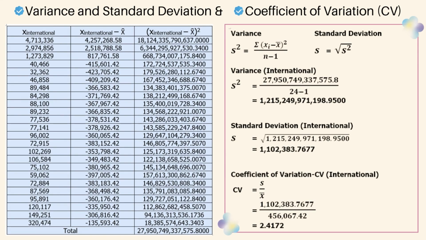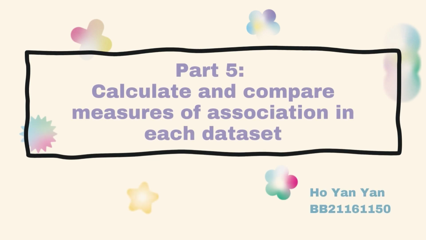Next is international. The variance for international is 1,215,249,971,198.95, while the standard deviation is 1,102,383.7677. Lastly, the CV for international is 2.4172. That is all from me. Thank you.